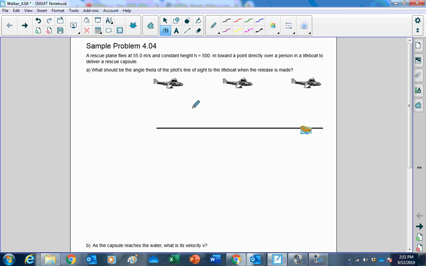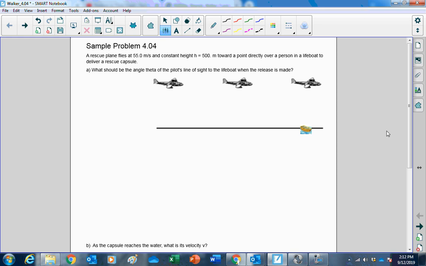This is sample problem 4.04 from the Walker book. And this is an example of a projectile motion problem for a projectile that is launched horizontally. And the situation here is that this rescue capsule, I guess, is going to be launched. Really, it's dropped, but it's dropped from a plane that is moving horizontally.